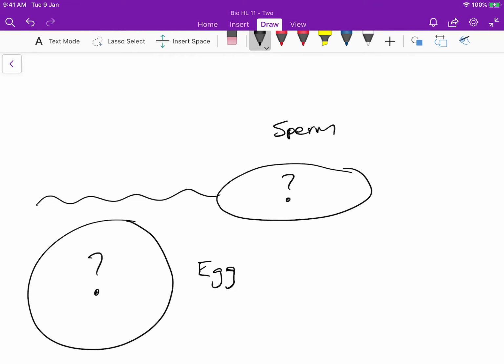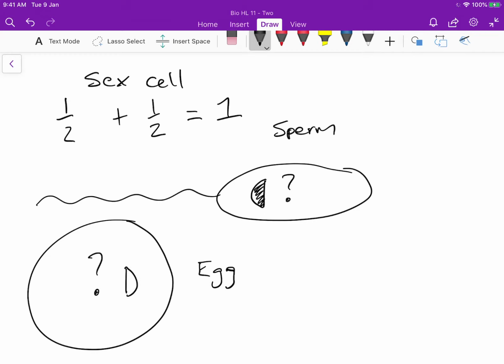Okay, if we consider what's inside a sperm and an egg, what DNA is in there? And how can we think about this? Well, these are both sex cells. And so if we're thinking about sexual reproduction, we are talking about two halves coming together to make the full copy. So inside is half the DNA required, and it depends on the species.